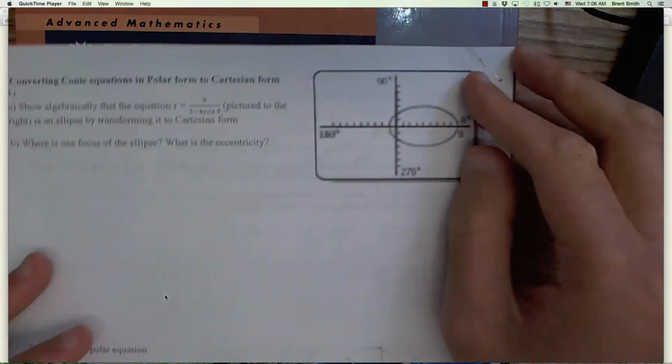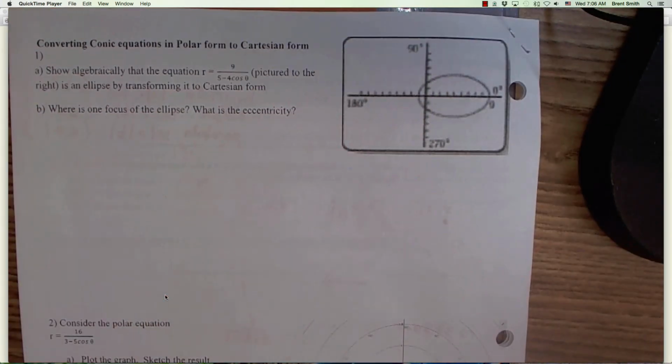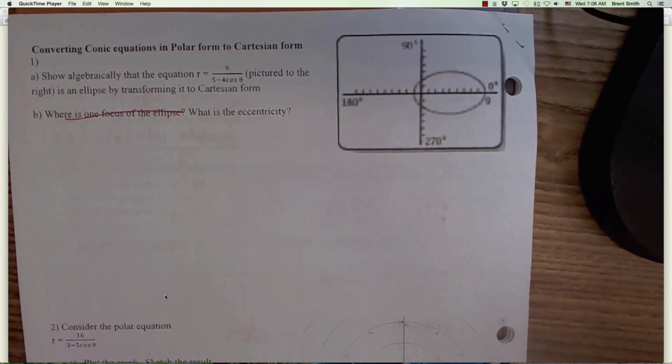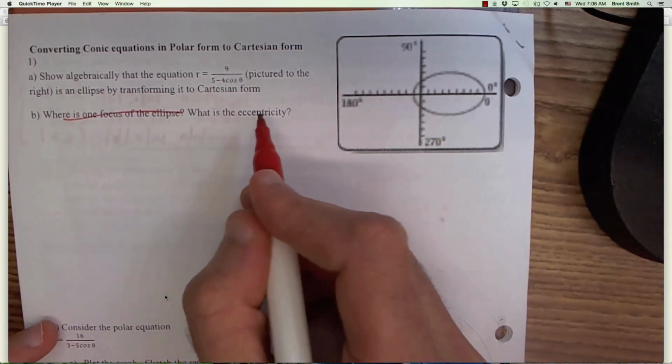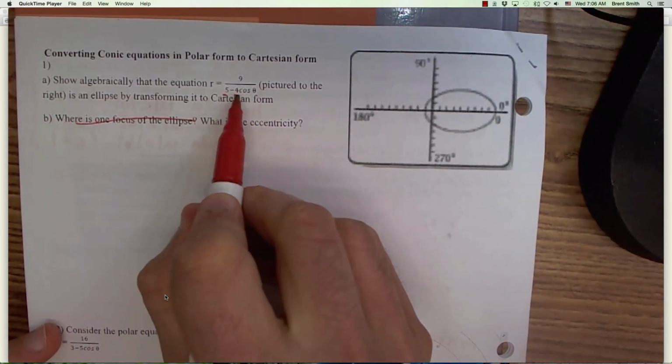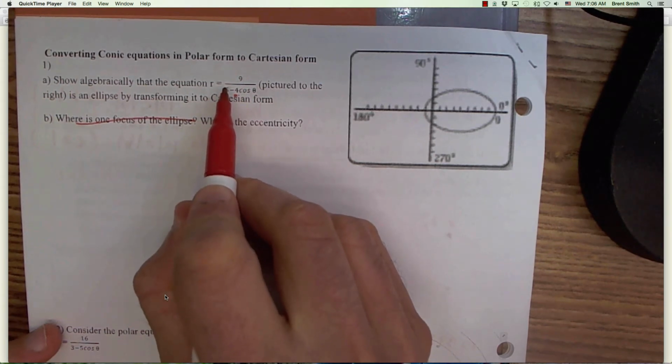All right, let's move on to the last page. So let's apply this. Show algebraically that this equation, r equals 9 over 5 minus 4 cosine theta, is an ellipse by transforming it to Cartesian form. What is one focus? We're not going to talk about a focus. What is the eccentricity? Why don't we just do that right now? So remember, this is our A and this is our B. Here, A is stronger. A is greater than B.